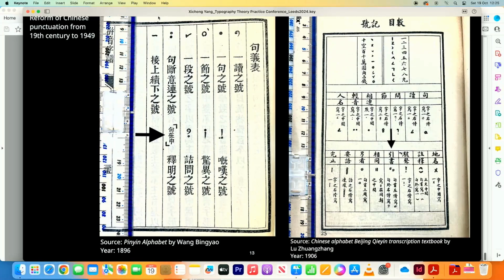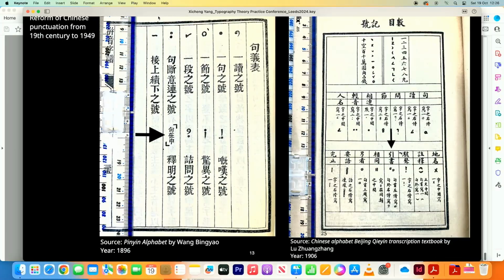One of the main figures in this reformist movement, Wang Bingyao, published a Pinyin alphabet in 1896 and developed a punctuation system. A similar punctuation system was written in the Chinese alphabet Beijing Qieying transcription textbook by Lu Zhuanzhang in 1906. The difference between these two systems is the quotation mark. Wang borrowed a quotation mark from Japanese text and Lu borrowed from Latin script, and both of them are used for vertical typesetting.